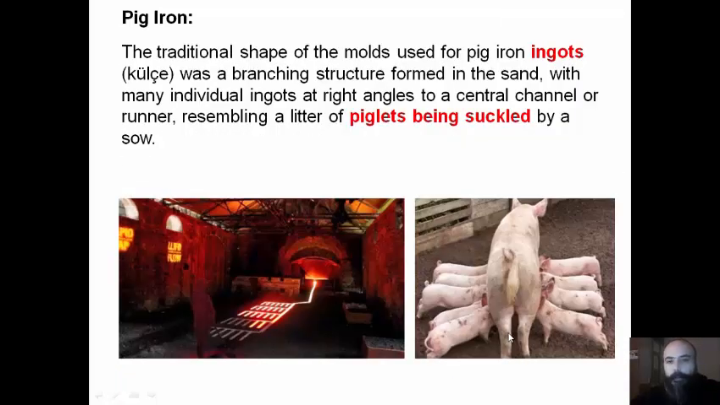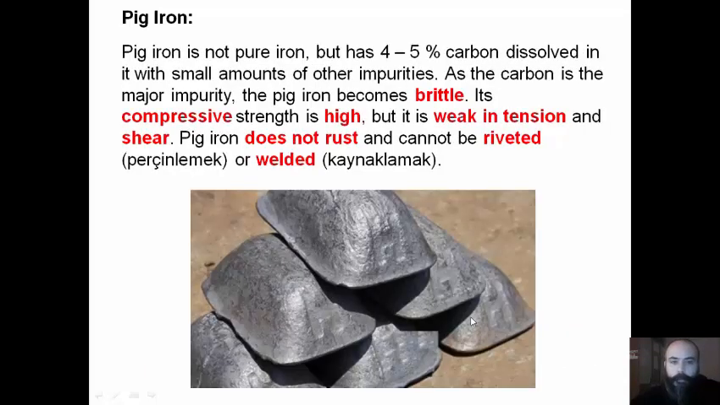The traditional shape of the molds used for pig iron ingots was a bracing structure formed in the sand with many individual ingots at right angles to a central channel or runner, resembling a little litter of piglets being suckled by a sow. Pig iron is not pure iron, but has 4 to 5% carbon dissolved in it with small amounts of other impurities. As the carbon is the major impurity, the pig iron becomes brittle. Its compressive strength is high, but it is weak in tension and shear. Pig iron does not rust and cannot be riveted or welded.